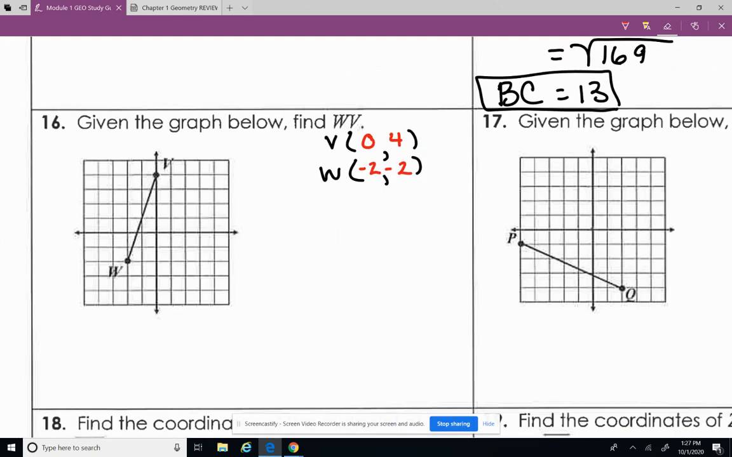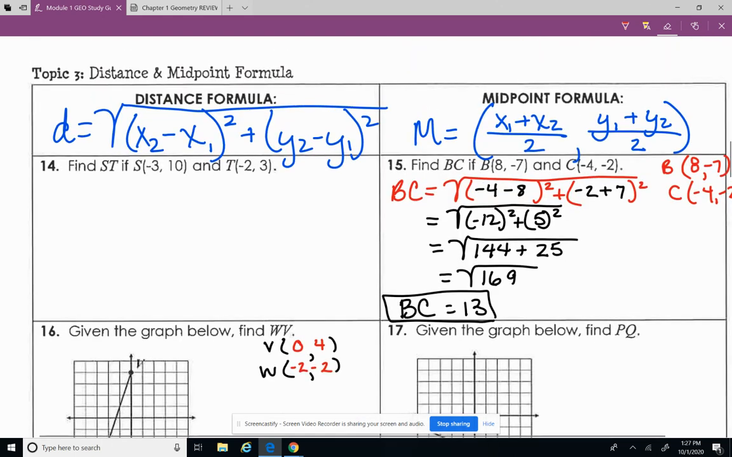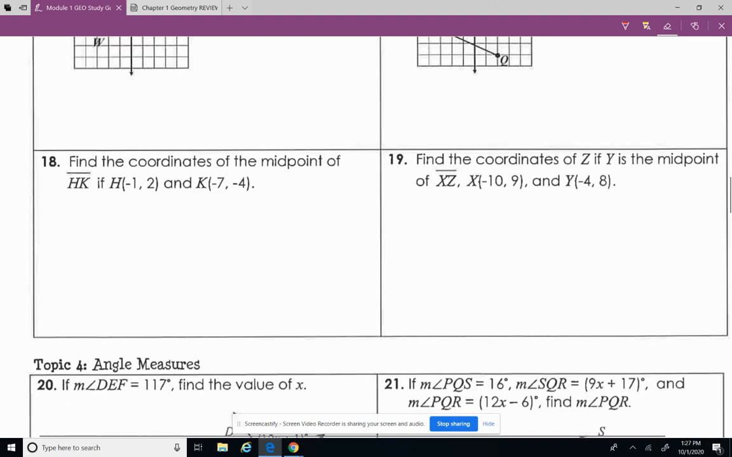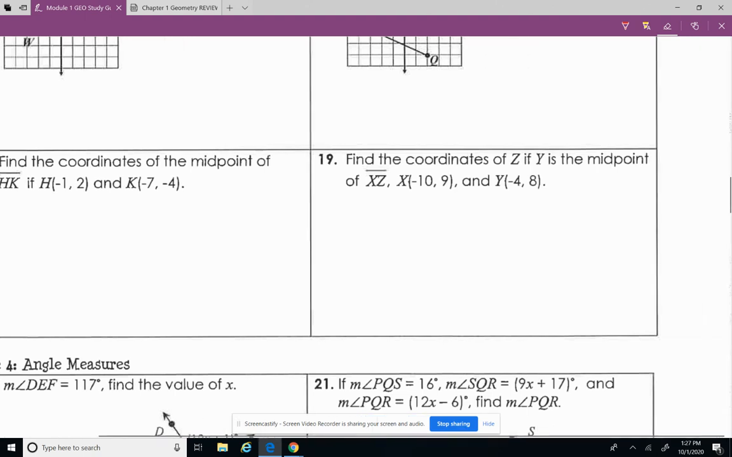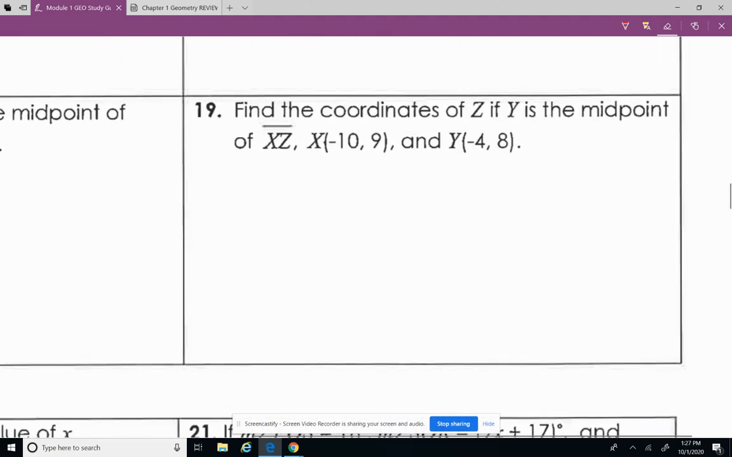Now you're going to have to find the distance. Given the graph below, find WV, that's distance. For 14, it said find ST, that was distance. For 17, find PQ, that's distance. Number 18 says find the coordinates of the midpoint. Okay, let's do 19 then. Leave at least 5 lines or so in between those so you have enough room to show your work.